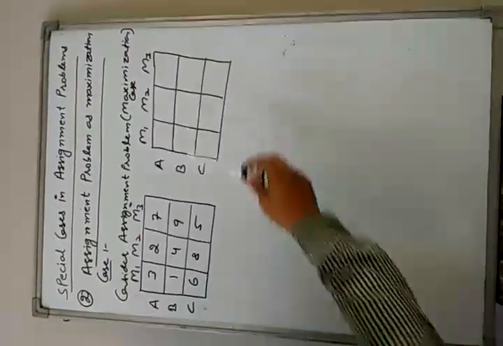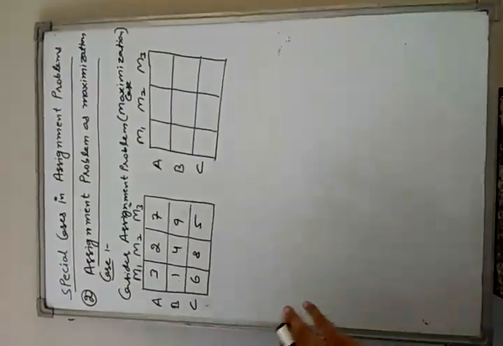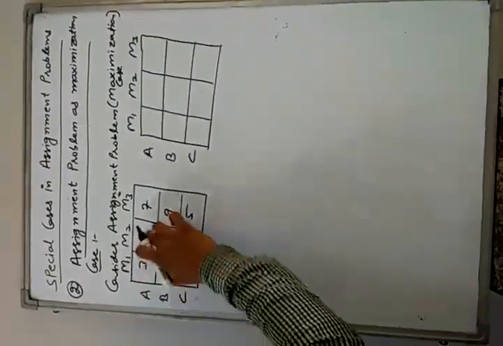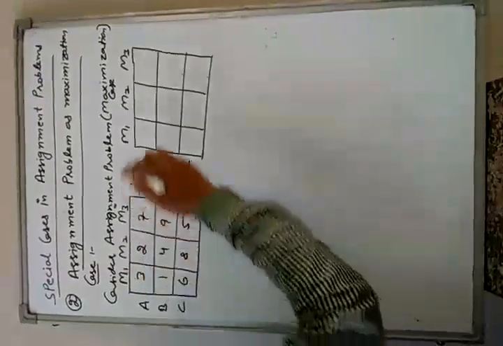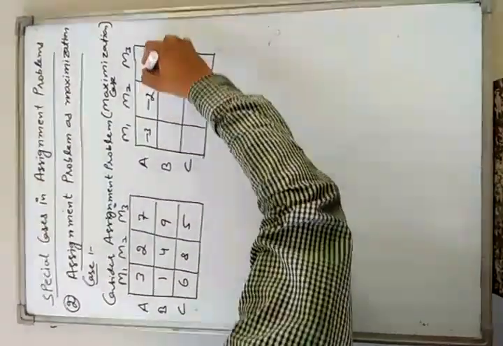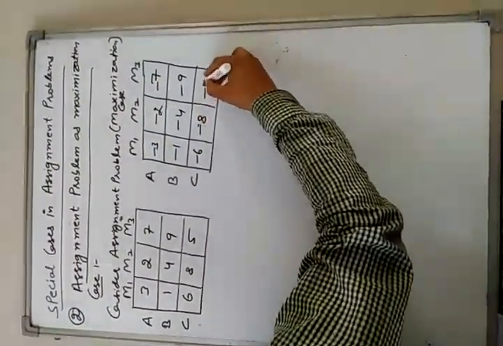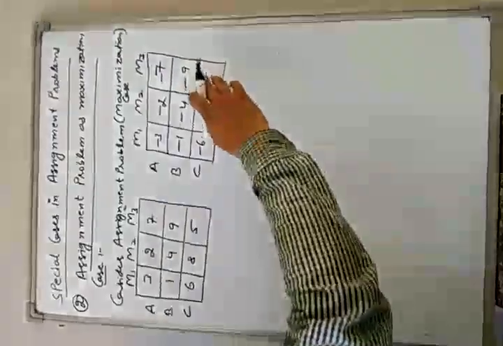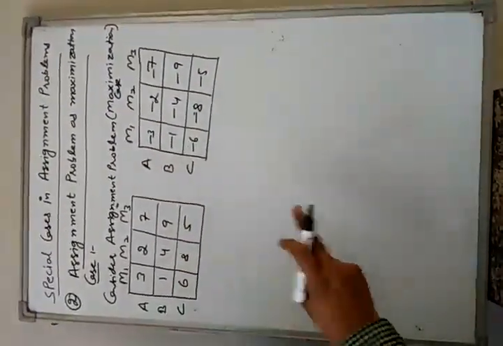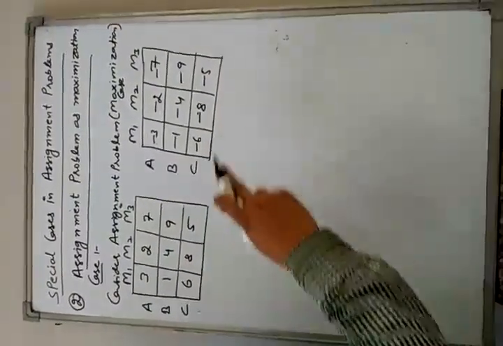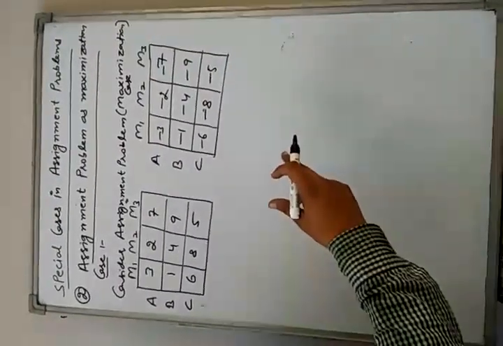To convert maximization problem into minimization problem, we have two procedures. I discuss procedure one by one. You can follow any one of the procedures. The first procedure is multiply each cost coefficient with minus 1. To convert this maximization case to minimization case, multiply each coefficient with minus 1. This becomes minus 3, minus 2, minus 7, minus 1, minus 4, minus 9, minus 6, minus 8, minus 5. Now this is assignment problem as minimization case. You can apply Hungarian method on this minimization case. Remember one thing, to multiply with minus 1 at the last with the objective function value. You got objective function value in the last, then remember to multiply that objective function value with minus 1.